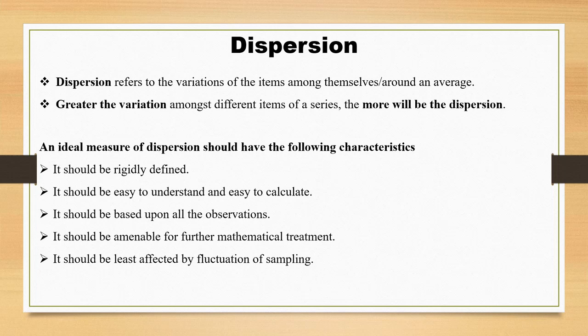An ideal measure of dispersion should have the following characteristics. It should be rigidly defined. It should be easy to understand and easy to calculate. It should be based upon all the observations. It should be amenable for further mathematical treatment. It should be least affected by fluctuation of sampling.